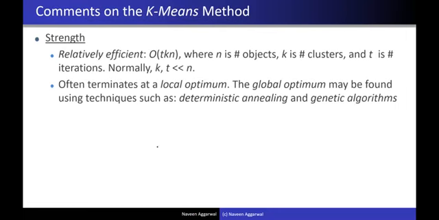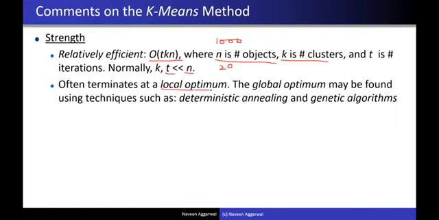Now, comments. The strength is overall efficiency, which depends upon three things: the number of objects or examples, the number of clusters that we want to create, and the number of iterations. Usually the number of iterations is much less compared to the number of examples. If you have 1,000 examples, it usually converges in say 20 or 30 iterations, depending upon the value of k, which is very few. And it terminates at a local optimum.